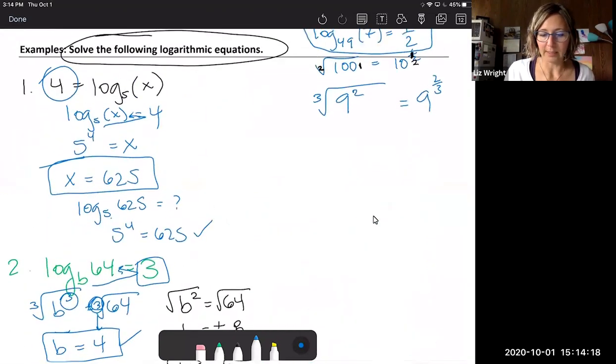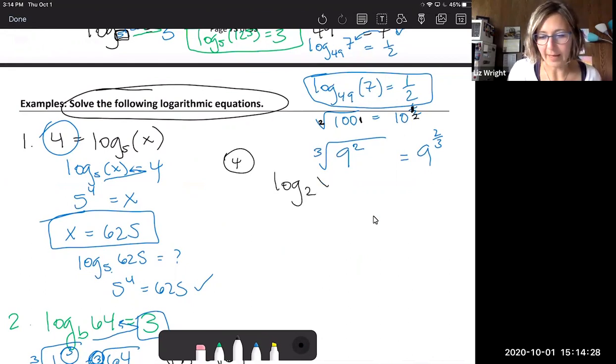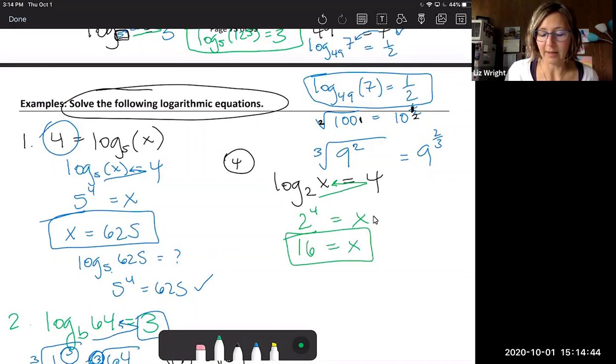All right, let's do another problem. We're going to do problem 4, and problem 4 is log base 2 of x equals 4. So let's figure that one out. It's going to be 2 to the 4 equals x. 2 to the 4th is going to end up giving us 16, right? So we've got that for our answer.